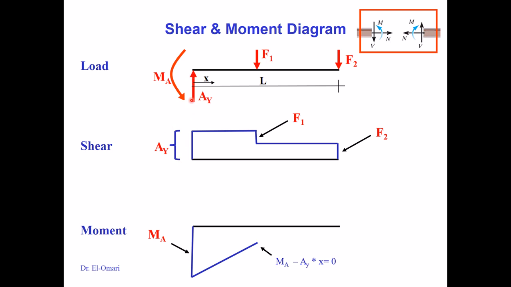you have Ay times x. And you notice here that MA is nothing more than the area of this block. So it's Ay times a. And remember, this is also mentioned in the first or second slide, that you can get the intensity of the diagram by just getting the area of this part, or by just cutting at this point and then defining it.